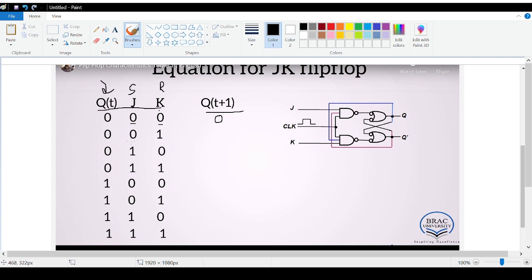Now J is 0 and K is 1. What will be my next state?